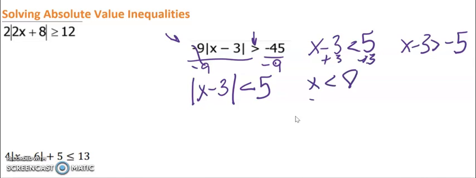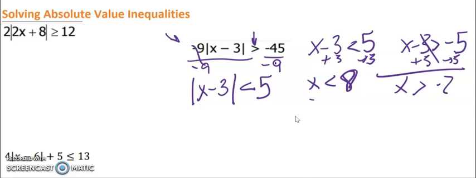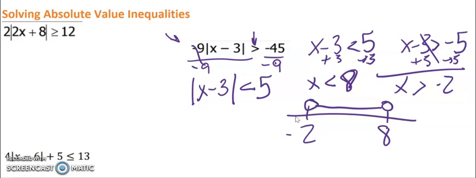So x is less than 8. If we add 3 here, we get x is greater than negative 2. You may have to graph them. Little number, big number. Less than 8, greater than negative 2. They should meet in the middle for this particular problem, and they should have open dots, open points.